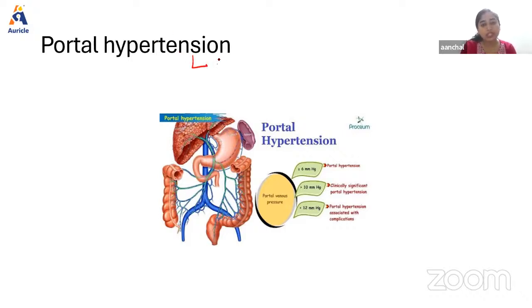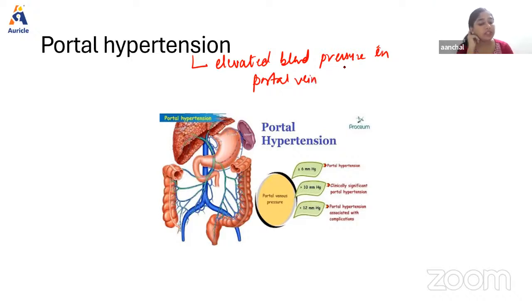So what is portal hypertension? Portal hypertension means elevated blood pressure in the portal vein, and it can also lead to elevated pressure in other smaller veins. Portal hypertension is most commonly caused by cirrhosis of the liver, and that's why when long-term liver disease is there, it will lead to portal hypertension.